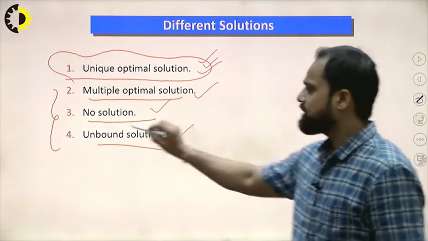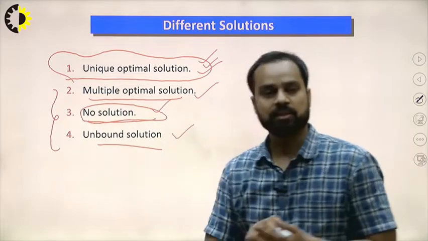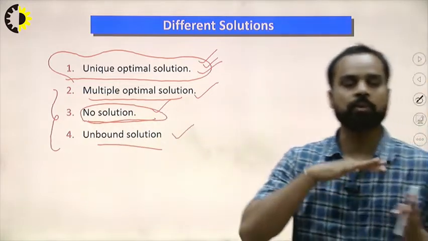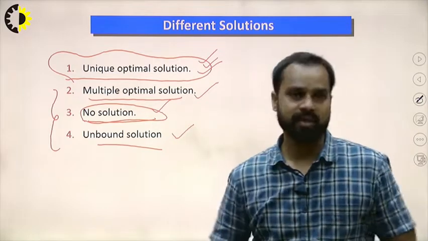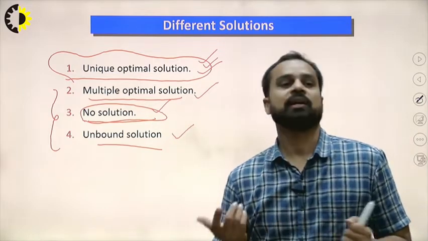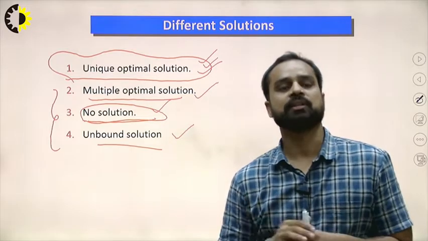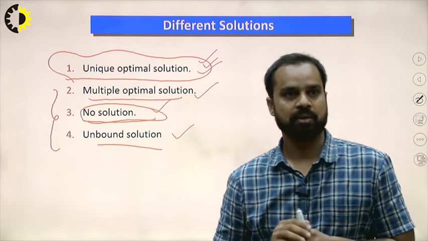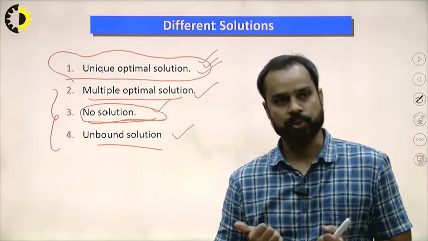No solution means we are unable to find any feasible solution. That is, the description or mathematical form of the problem is such that we are unable to identify a feasible region, a common region in which the solution lies, right? Then we can say the problem has no solution.